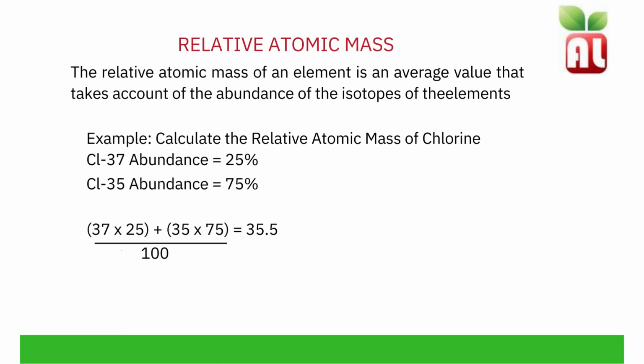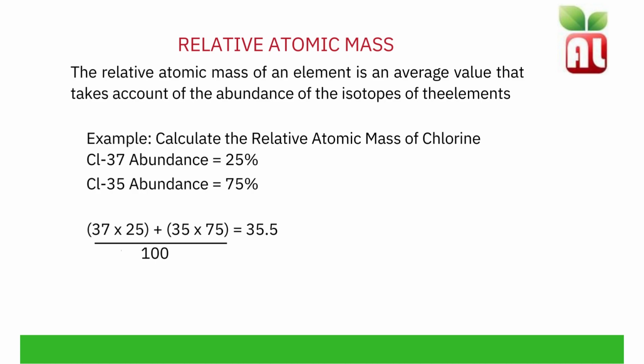An example, calculating the relative atomic mass of chlorine. Chlorine has 2 isotopes, chlorine-37 and chlorine-35. Both have 17 protons. Chlorine-37 has 20 neutrons and chlorine-35 has 18 neutrons. The abundance of chlorine-37 is 25%, which means 25% of all chlorine atoms are that of chlorine-37, and 75% of all chlorine atoms are chlorine-35.